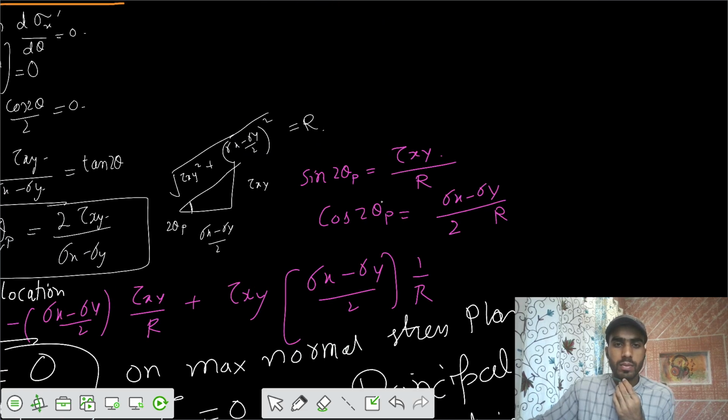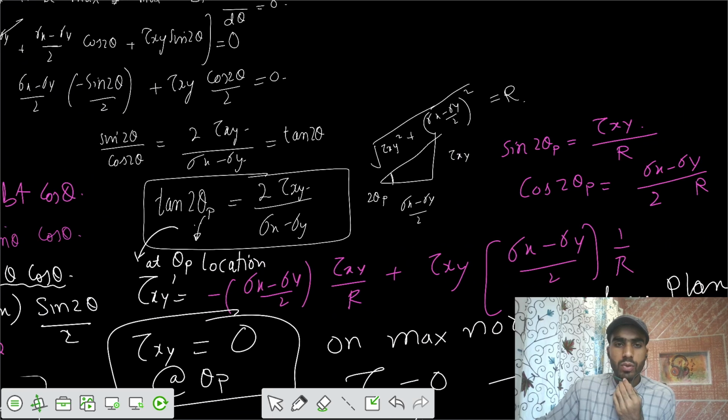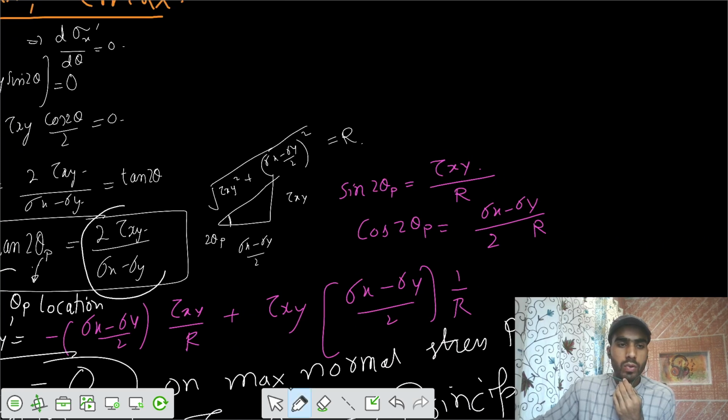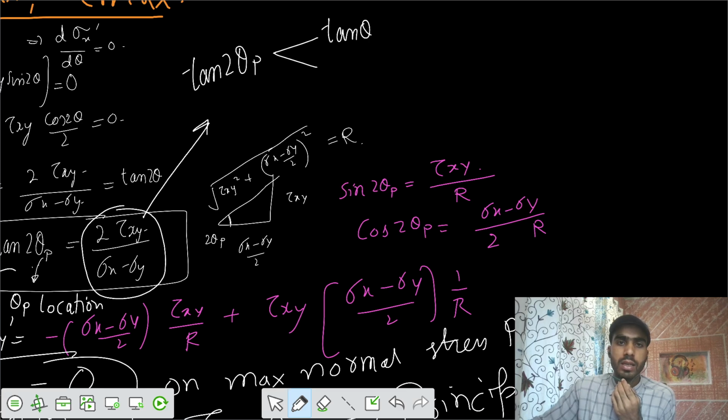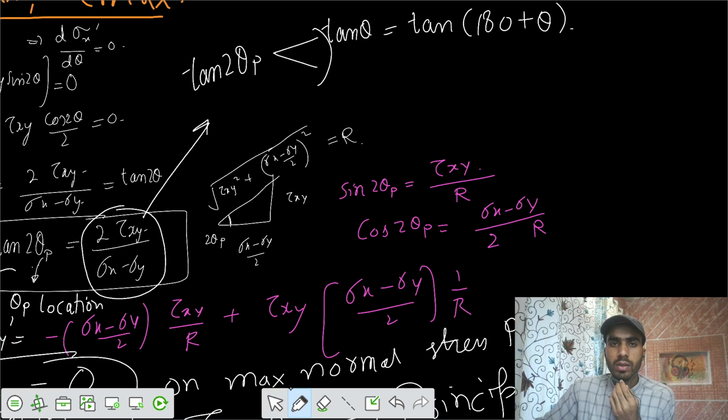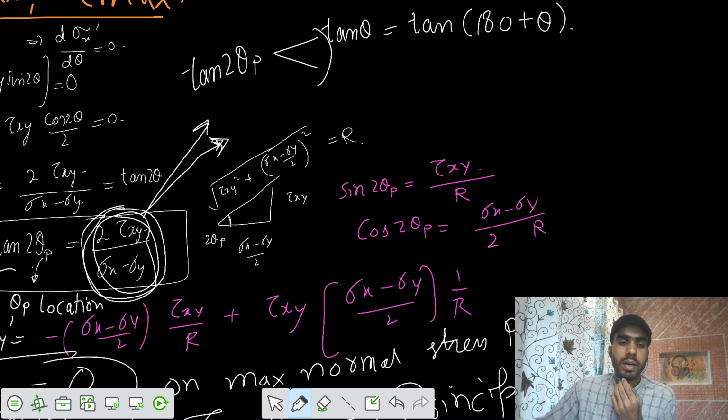But we know that from this equation, for a particular value of tan 2 theta p, 2 tau xy over sigma x minus sigma y, we can have two values of theta. We know that tan theta equals tan of 180 plus theta. So for the same value of 2 tau xy by sigma x minus sigma y, we can have two values of theta. That's possible only when the two angles are separated by 180 degrees.